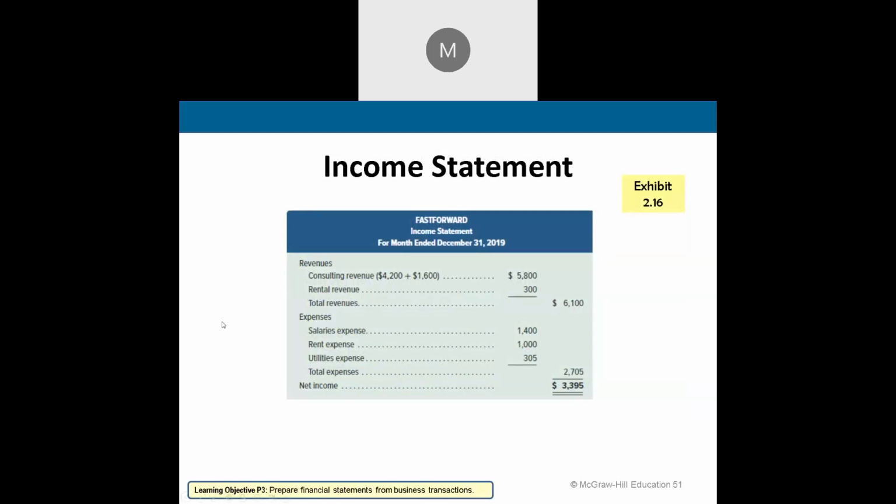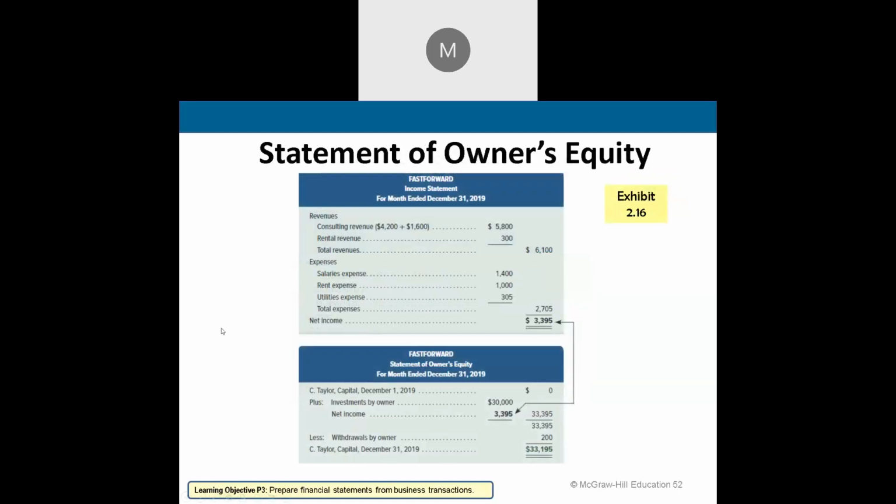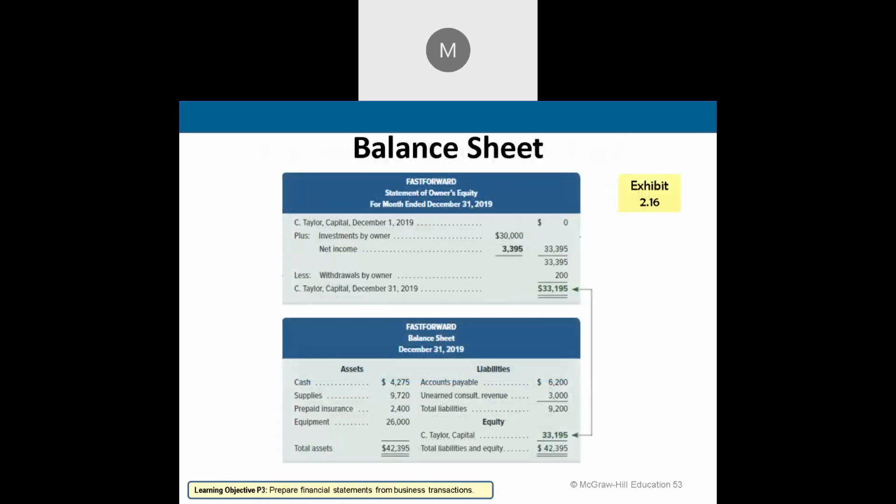Here is an example of the income statement. At the top, you always have your revenue. At the bottom, you always have your expenses. You notice how everything's listed out. Revenue minus cost of goods sold equals gross profit minus your expenses equals net income. For your owner's equity, investments minus withdrawals plus net income equals ending equity. On the balance sheet, you have your assets, liabilities, and equity. All of your balances are listed out for each account.